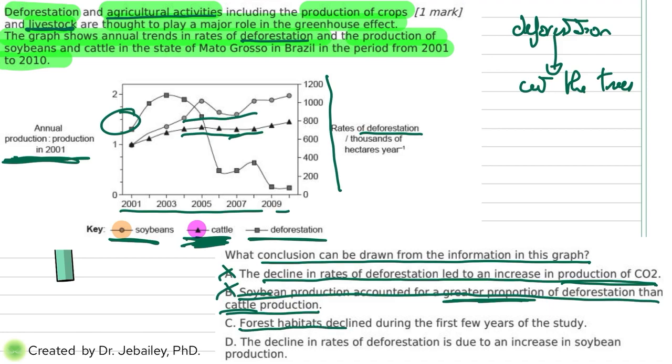Now, the forest habitat declined during the first few years of the study. Now, in the first few years of the study, was there a decline in the forest? Yes, you can see there was a decline here in the beginning of it. That is true.